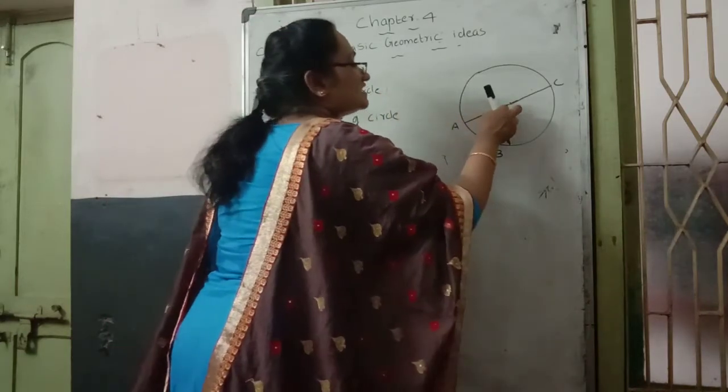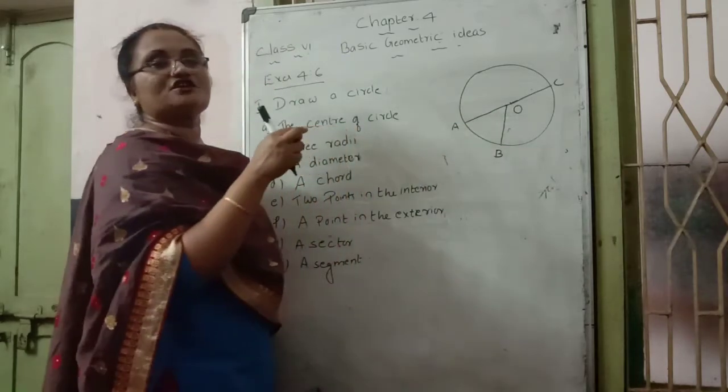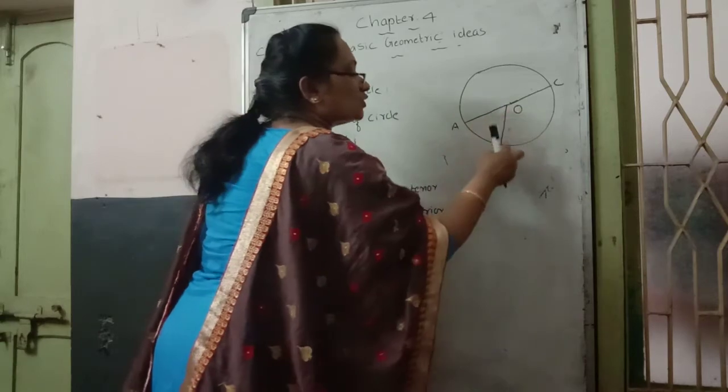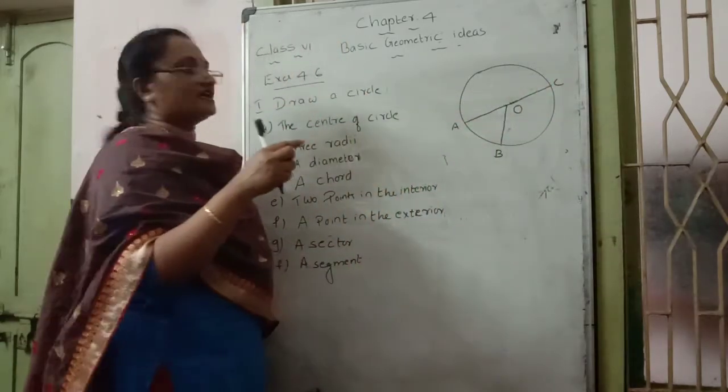Radii means the center to any point on a circle. We call it a radius. They ask for three radii, so we can write OA, OB and OC are the radii.